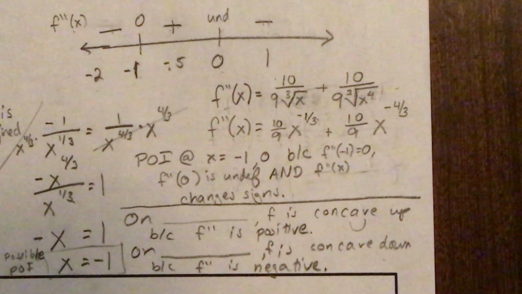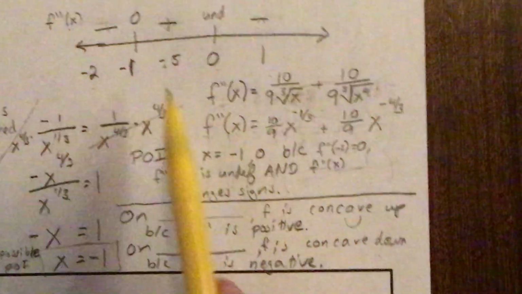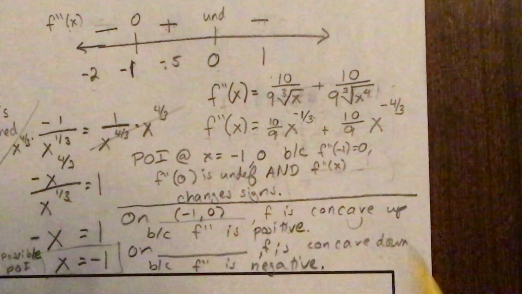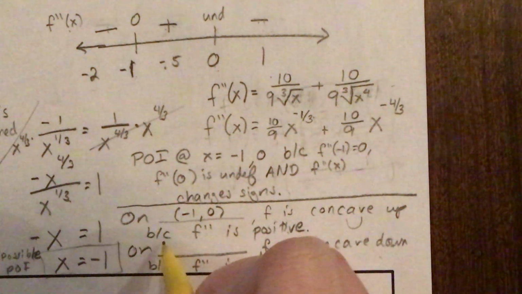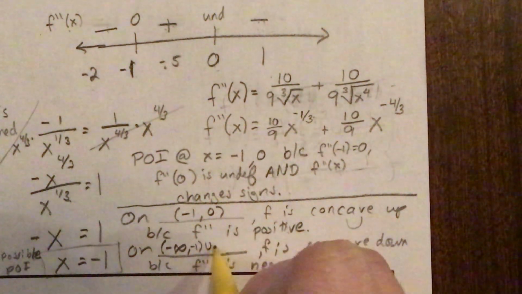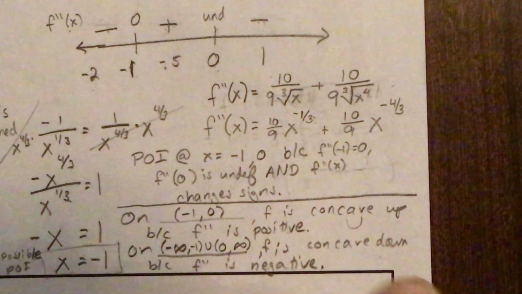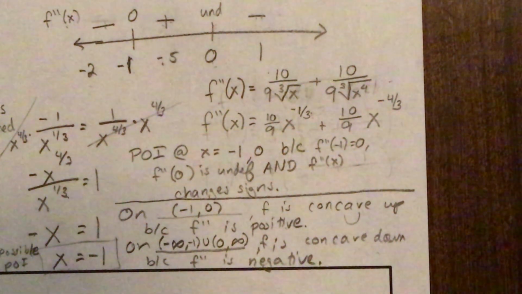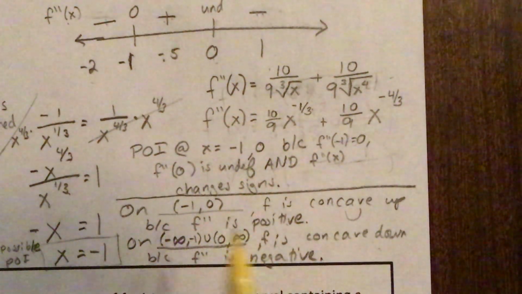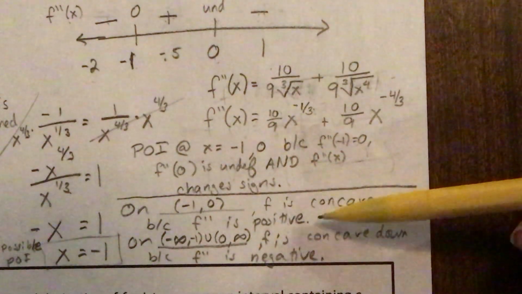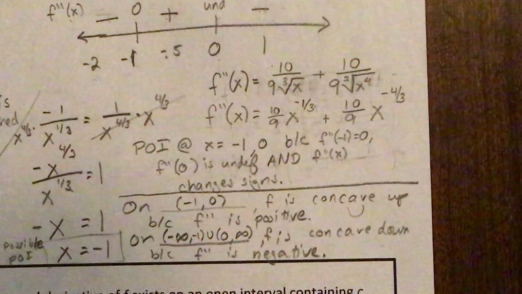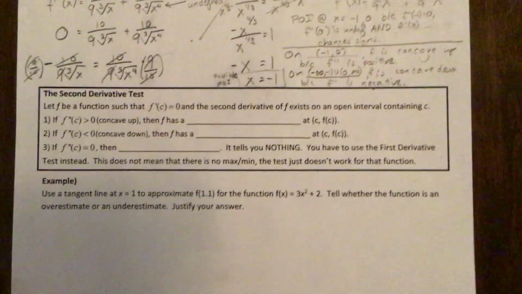Fantastic. So where is f double prime positive? Just between -1 and 0. And concave down from -infinity to -1, and again from 0 to infinity, because f double prime was negative. I like writing out the sentences first and then plugging that stuff in so I remind myself what I'm looking for in my math.